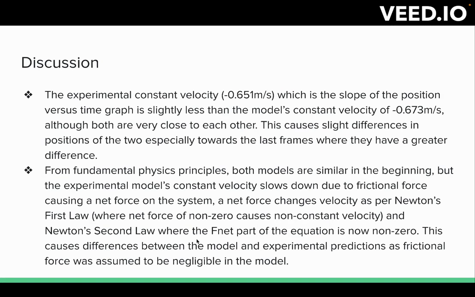For some discussion, the experimental constant velocity was approximately the same as the computational model's constant velocity, although there were slight differences towards the last frames. From physics principles, both were similar in the beginning, but the experimental constant velocity slows down due to frictional force causing a net force on the system, and a net force changes velocity as per Newton's first law, as net force now is not 0. From Newton's second law, the F-net part of the equation is now non-zero as well, which means that the velocity will not be constant. This causes differences between the model and experimental predictions, as frictional force was assumed to be negligible in the model, but now it's non-negligible.